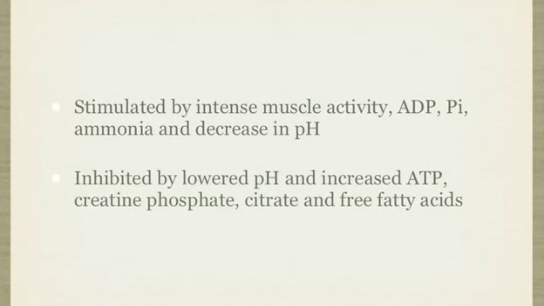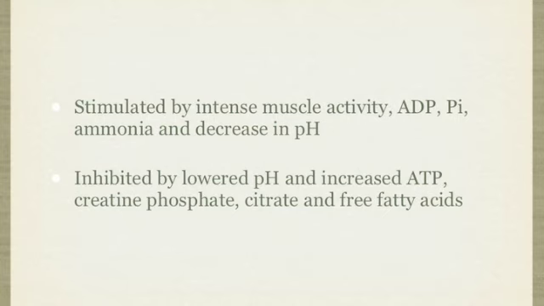So glycolysis, the process itself, is stimulated by strong muscular contractions, ADP, adenosine diphosphate, accumulating in the muscle, and free phosphates. Those are all things that we see with the breakdown of creatine phosphate in the phosphagen system, as well as accumulation of ammonia, and there's a decrease in the pH in the muscle, which results in a more acidic environment. So all of that will stimulate glycolysis, the process, to start. And it's inhibited also by a much lower pH.